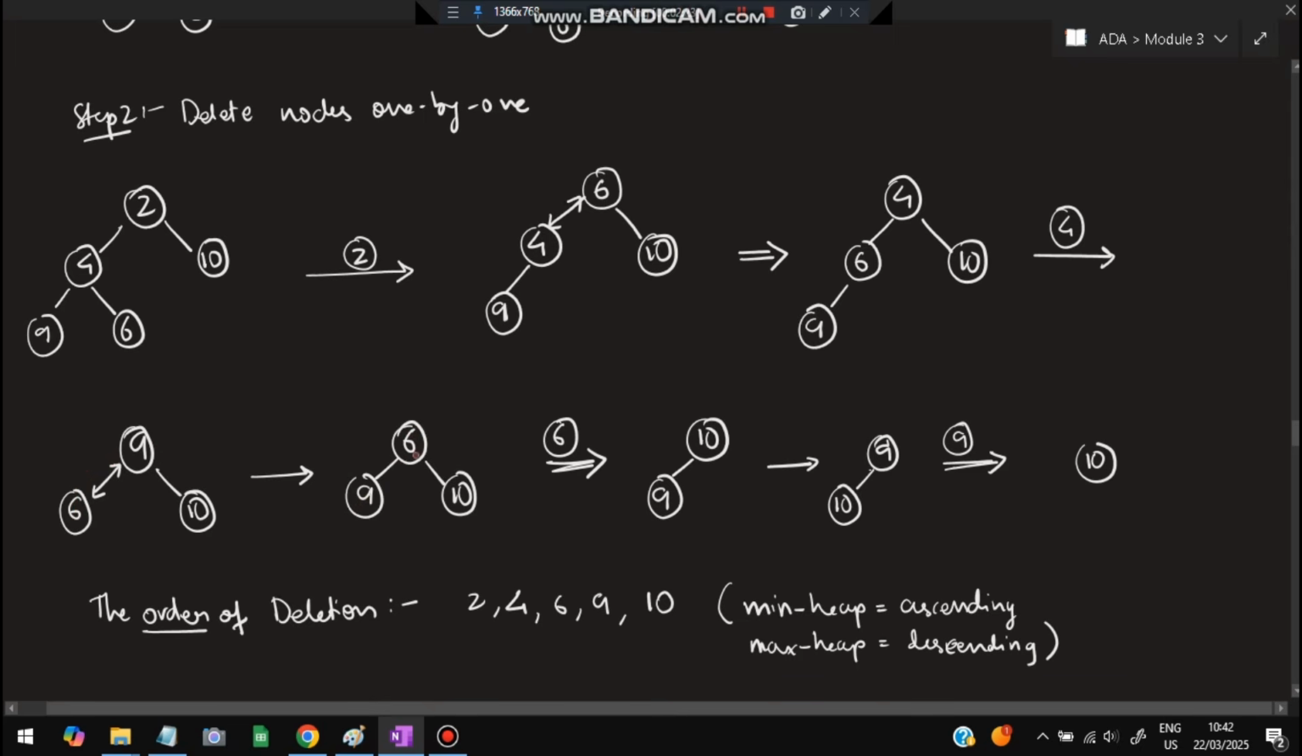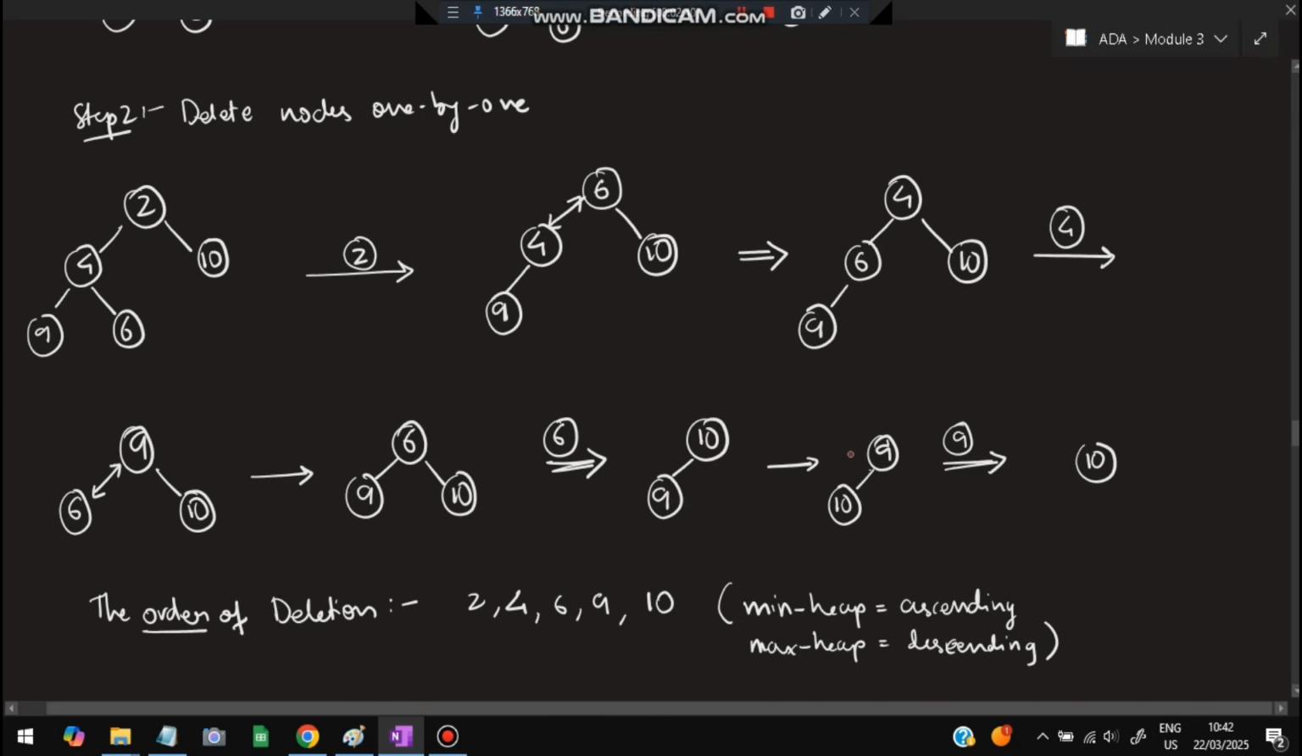When you delete 6, what I told you, exchange it with the last element. In this criteria, the last element is 10, so exchange it with 10. When you exchange with 10 here and delete 6, you'll be getting 10 here and 9 here. Again, is this criteria fulfilled? No, sorry, the criteria is not fulfilled, because 10 is greater and 9 is smaller.